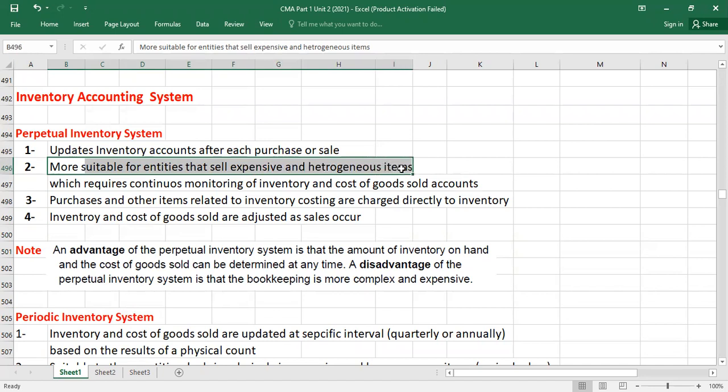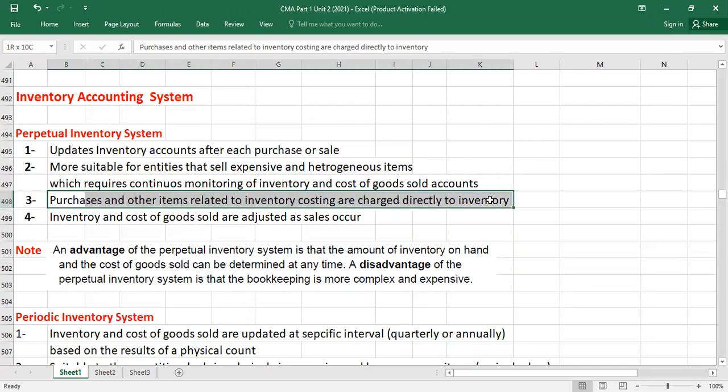Expensive means, maybe you are dealing in diamonds or other expensive inventory. If you miss a single item, you will be in trouble because it will cost you much. That is why the perpetual inventory system is suitable for entities that deal in expensive items. Number 3, the purchases and other items related to inventory costing are charged directly to the inventory.